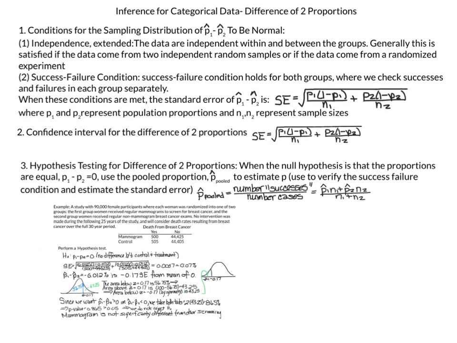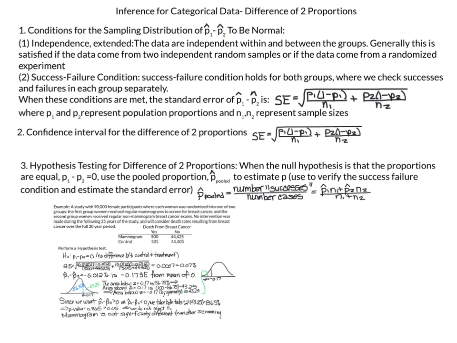To review what we've covered in this video, we've looked at the difference of two proportions. The idea is we have two populations and we're measuring the same proportion, but for the two different groups. So we have a p1 hat minus p2 hat. We're trying to determine if this difference is greater than, equal to, or less than 0. The conditions for the sampling distribution of p1 hat minus p2 hat to be normal start with independence.